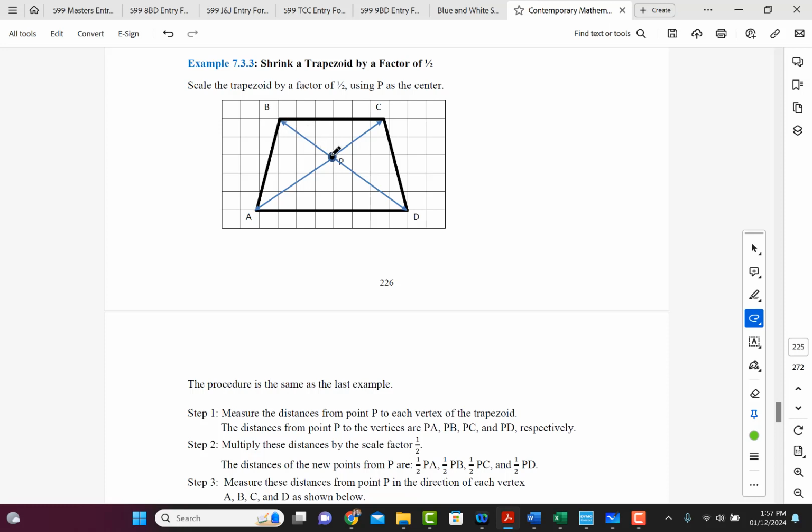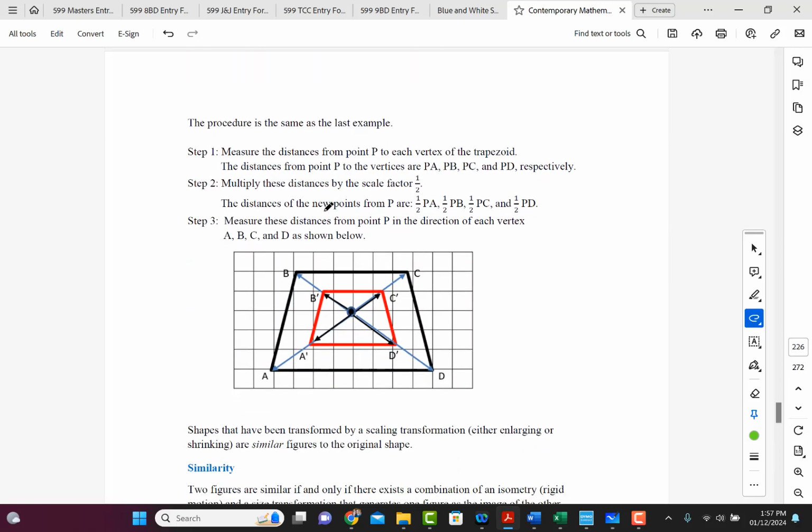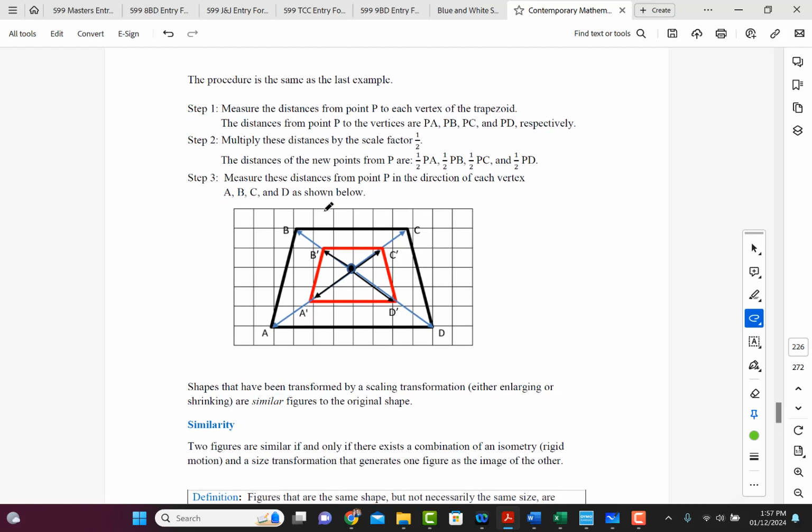We're going to measure the distance from P to B, so PB, PC, PD, and PA. And we're going to take those distances and divide by 2. We're going to cut them in half. Then we plot the new distances to the new vertices, B prime, C prime, A prime, and D prime, and connect those with edges. This is what we do here, and we get the new shrunken version of the trapezoid.